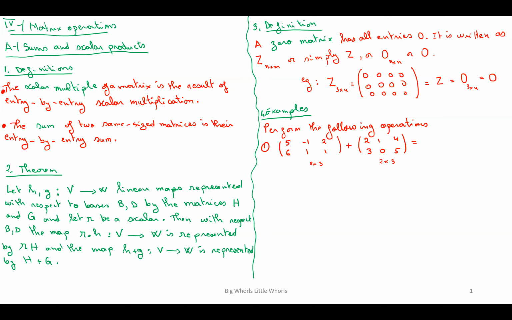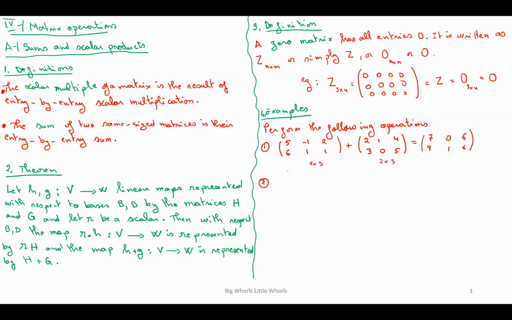So 5 plus 2 is 7. Minus 1 plus 1 is 0. 2 plus 4 is 6. And here 6 plus 3 is 9. 1 plus 0 is 1. And 1 plus 5 is 6. Okay, so that's that one done.